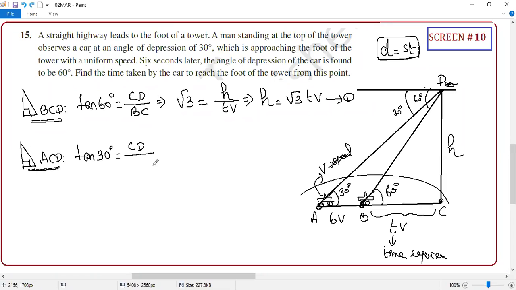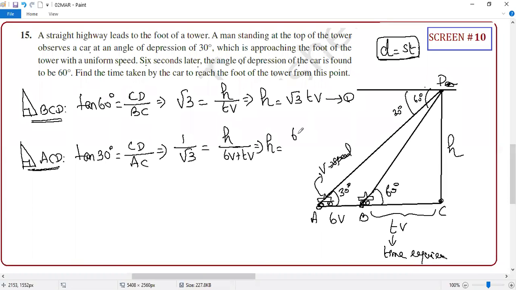1 upon √3. And CD is the same H. And AC is what? 6V plus TV. Shall I write V taken out, 6 plus T? Yes or no? Or you want me to write properly? I'll write it, no problem: it is 6V plus TV. Now, guys, find H from here. Just bring this across. That is 6 into, now I am taking V out, student, 6 plus T upon root 3. Equation number 2.